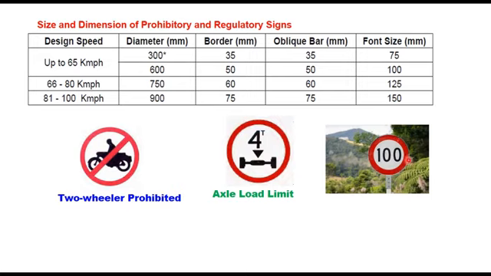Now here also, for a speed of 65 km per hour, the diameter will be 300 millimeter, the border will be 35 millimeter, this oblique bar will be 35 millimeter, and the font size will be 75 millimeter. And similarly, as the speed increases, these sizes also increase.